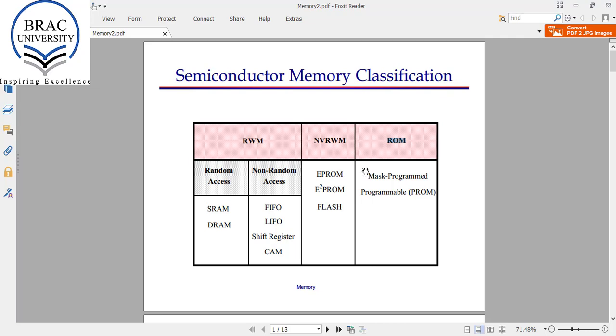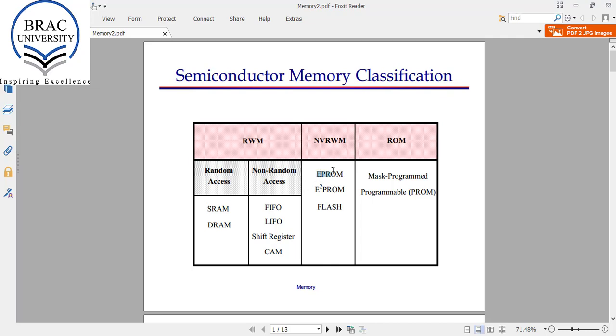We have two types of ROM, mass programmed and programmable ROM. And after that, we have non-volatile read-write memory. The ordinary read-write memory is volatile. That means if you turn off the power supply, the data will be lost. On the other hand, for the non-volatile read-write memory, once you store the data, if you turn off the power supply, there is no problem. Later, when you connect it to the power supply, then you can read the data.